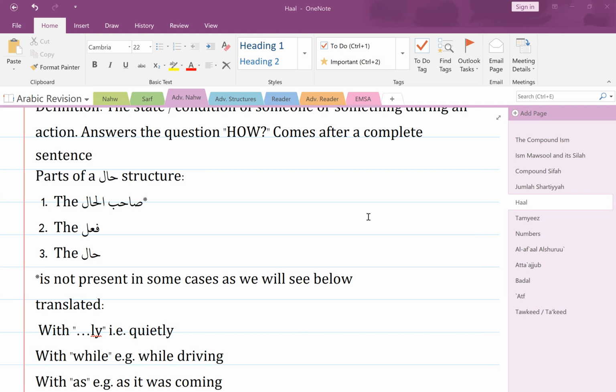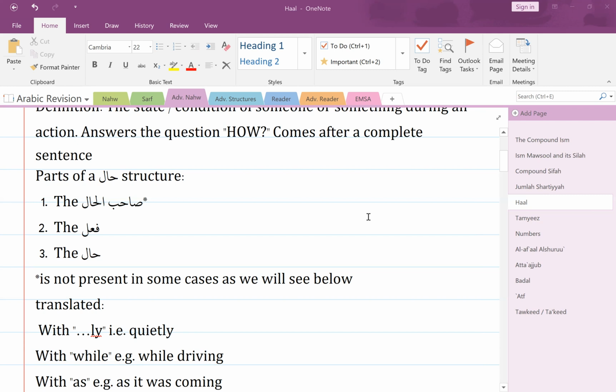Okay. Sometimes you don't have a sahibul hal, and we're going to see a case in which something like that has happened, where you don't have a sahibul hal. So sahibul hal is not really mandatory as such. It depends which kind of a hal structure we're talking about.